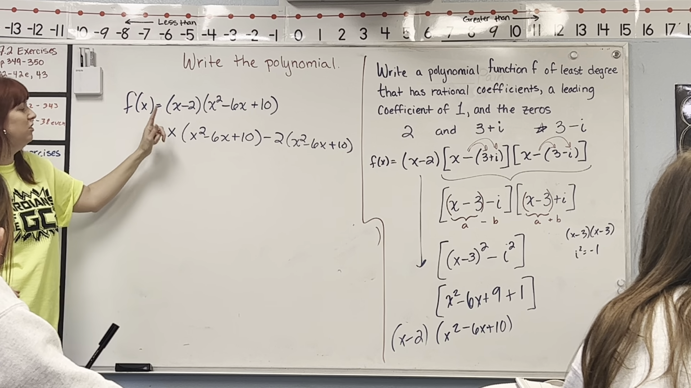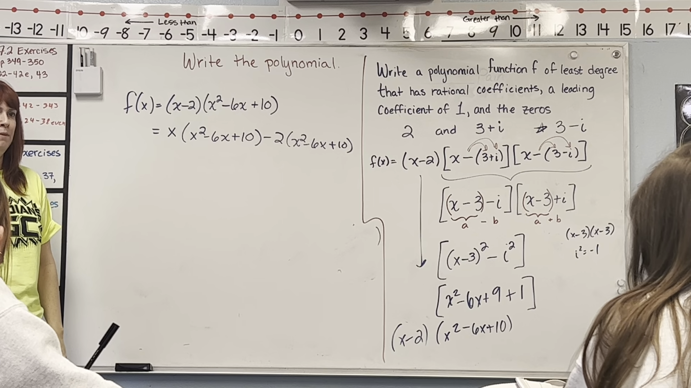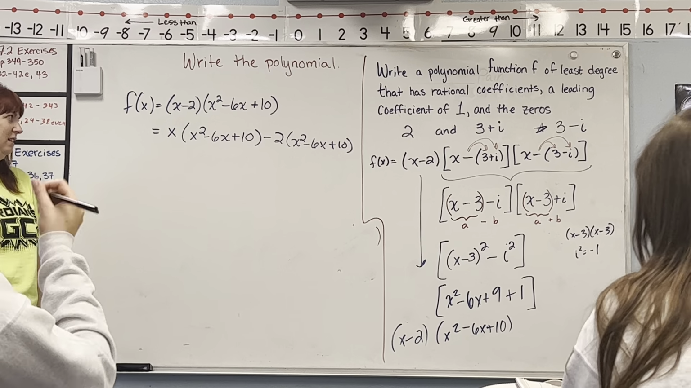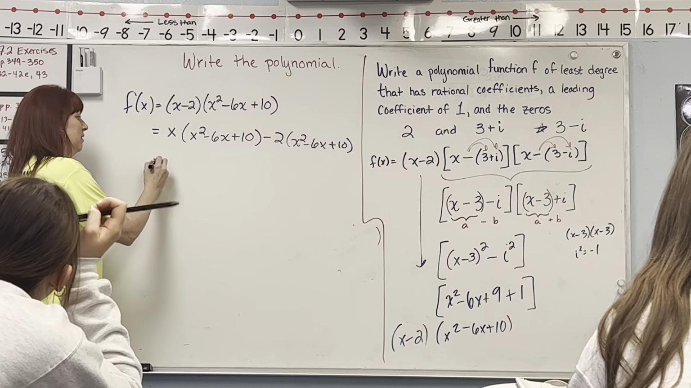You can do a table, Jay. It's the same thing as taking x squared times x minus 2. I can do that though.